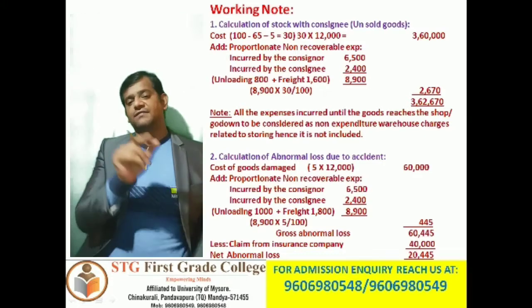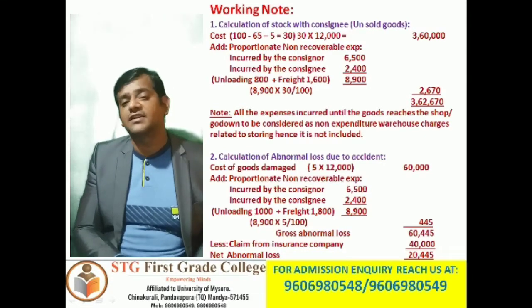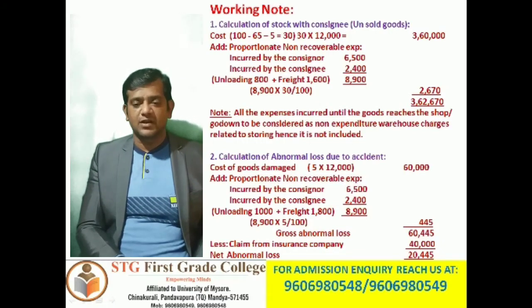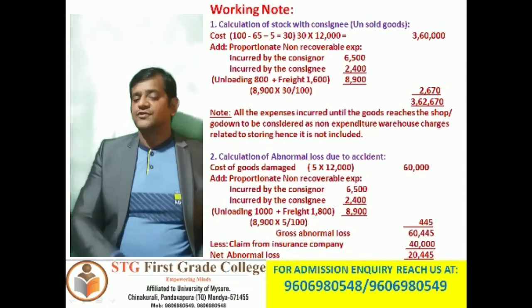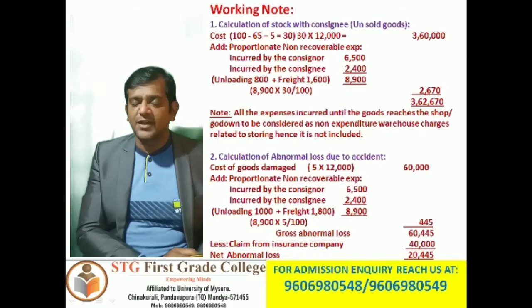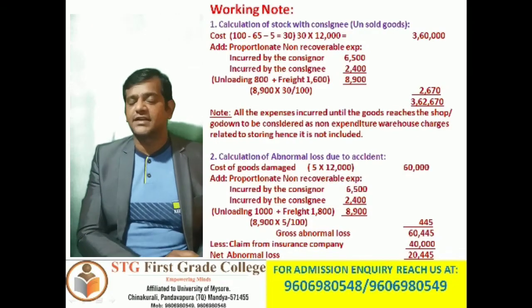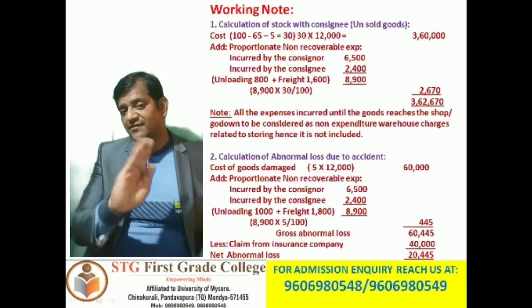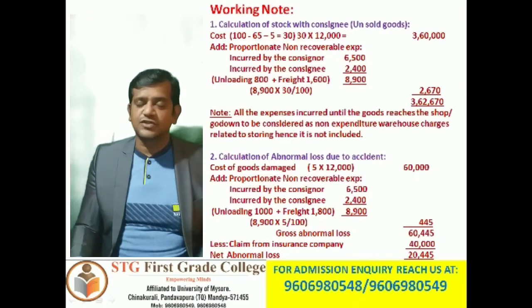So this is the first adjustment. So next let us move on to identify the calculation of abnormal loss due to accident. So cost of goods damaged, how many mobiles met with an accident and damaged? 5 mobiles. What is the cost? 12,000. So 5 into 12,000, 60,000 done.